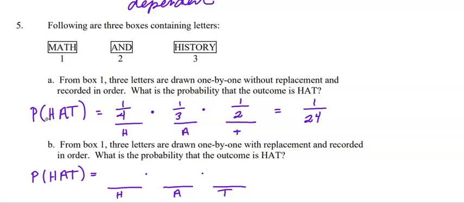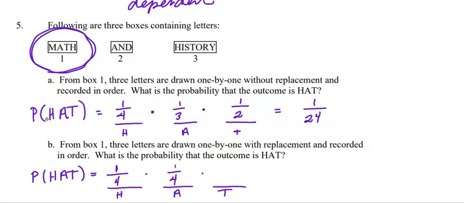So when I want an H, there's one H in box 1. This is the box we're still looking at. There's one H in there out of 4 letters. But then this is with replacement, so the box is back to its original state. All 4 letters are there. So when I go in for an A this time, there's one A out of 4 letters because all 4 letters are back in with replacement.